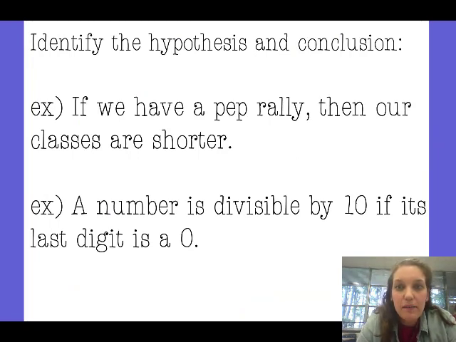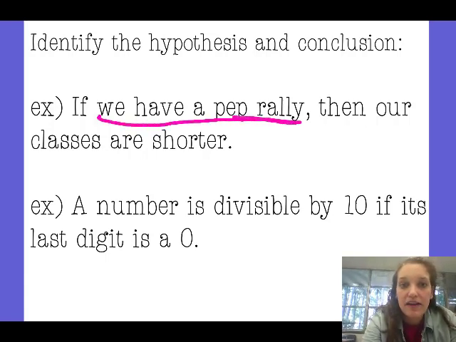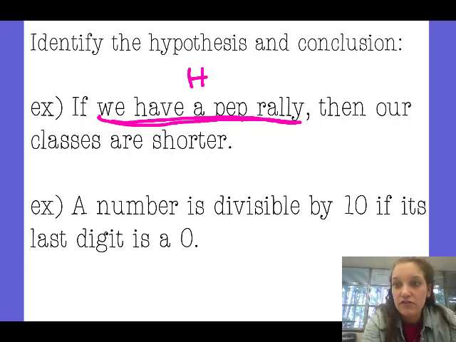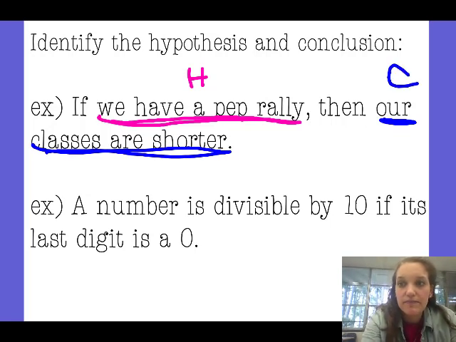So we're going to identify the hypothesis and conclusion in these two statements. The first one: if we have a pep rally, then our classes are shorter. After the word if, our hypothesis is, we have a pep rally. That's our hypothesis. The conclusion comes after the word then: our classes are shorter. Conclusion.